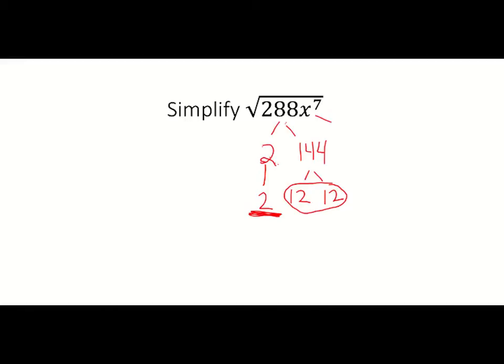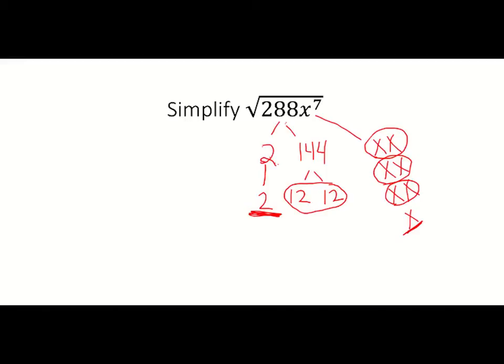And then x to the 7th, I need to think about how many x's is that? Well, that's 7 x's. So I'm going to list out 7 x's. There's 6, there's 7. And I'm going to circle my pairs of x's that I have. Oh, I have 3 of them with 1 left over.